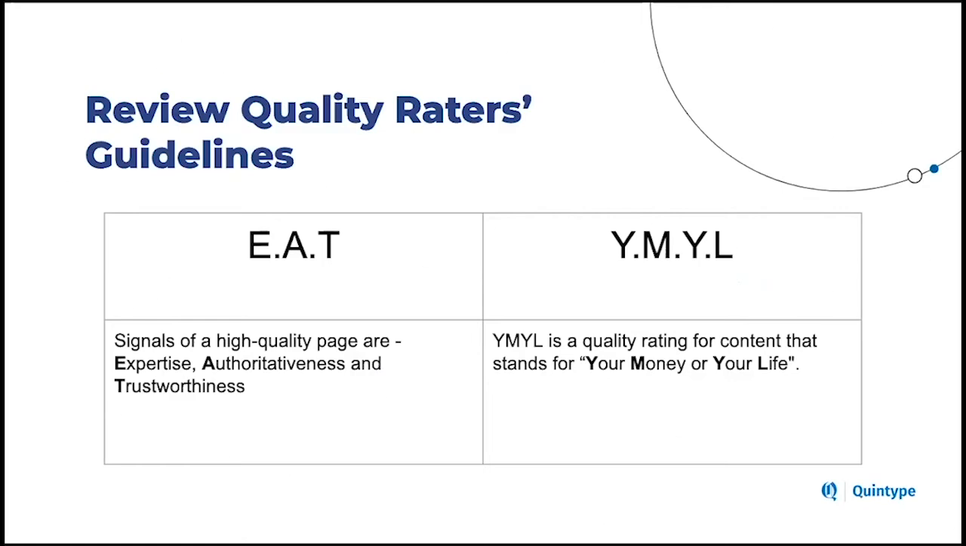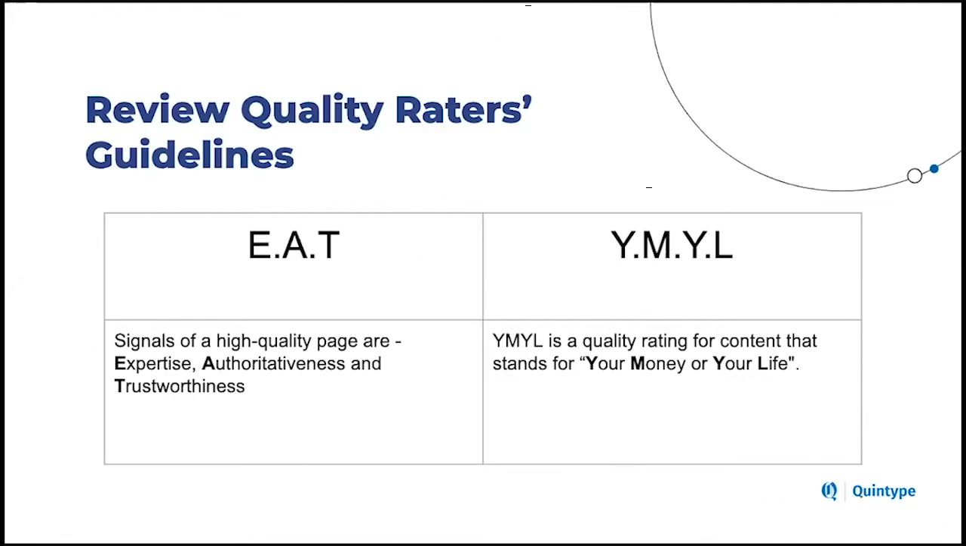So this is a list of guidelines that Google provides its human raters to guide the algorithm and list websites that have a good user experience. So it's a 175-page document, and SEO professionals go through the document and try to interpret what search engines do to rank content.